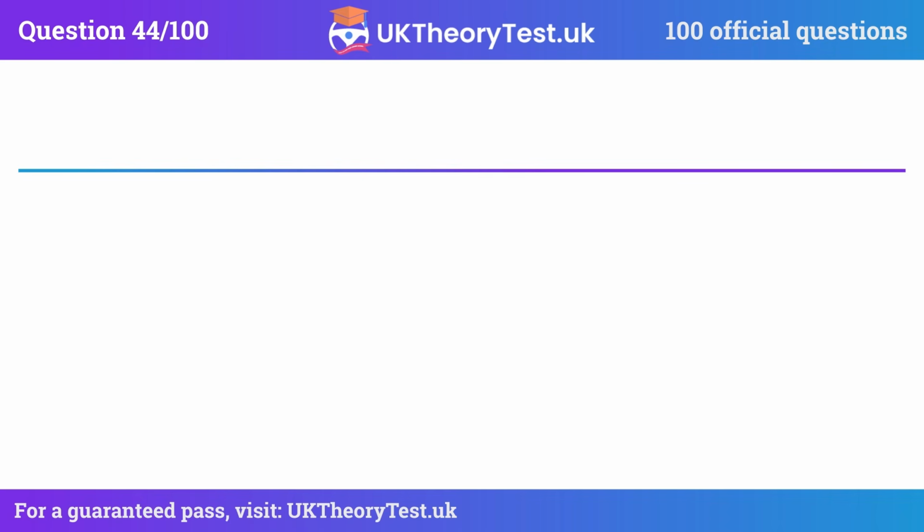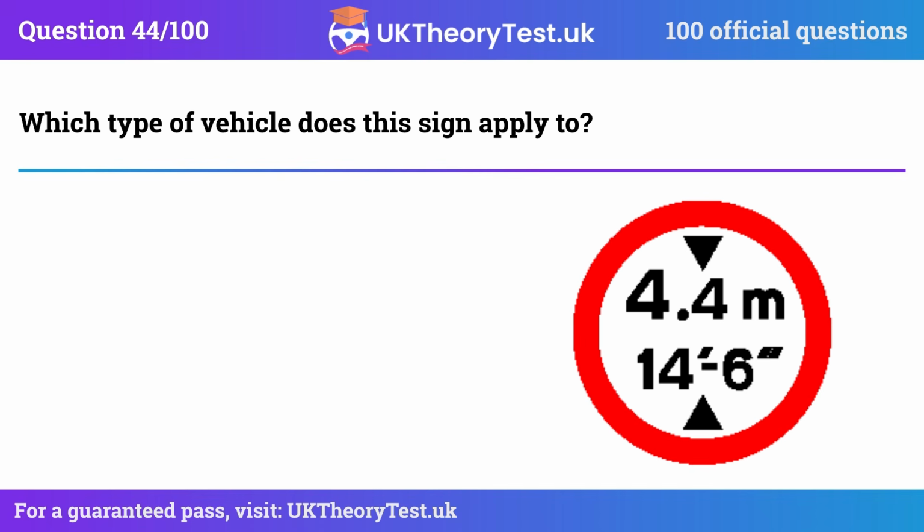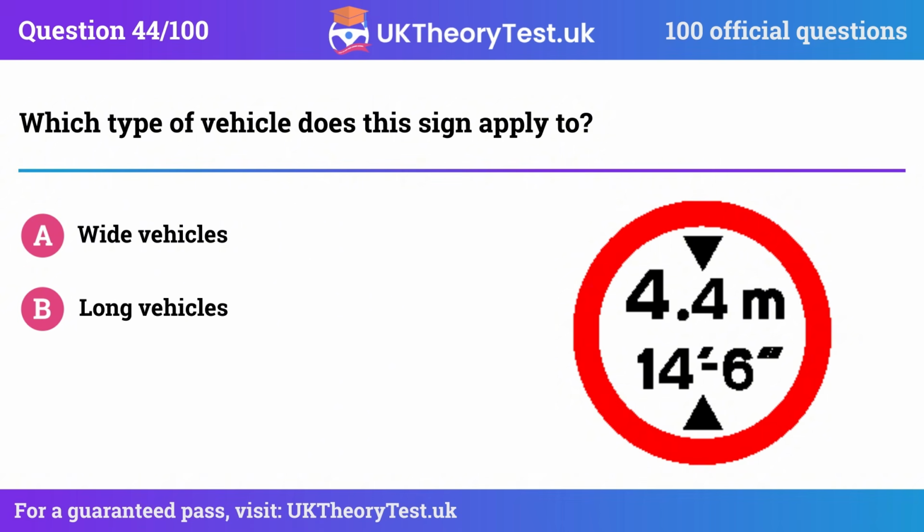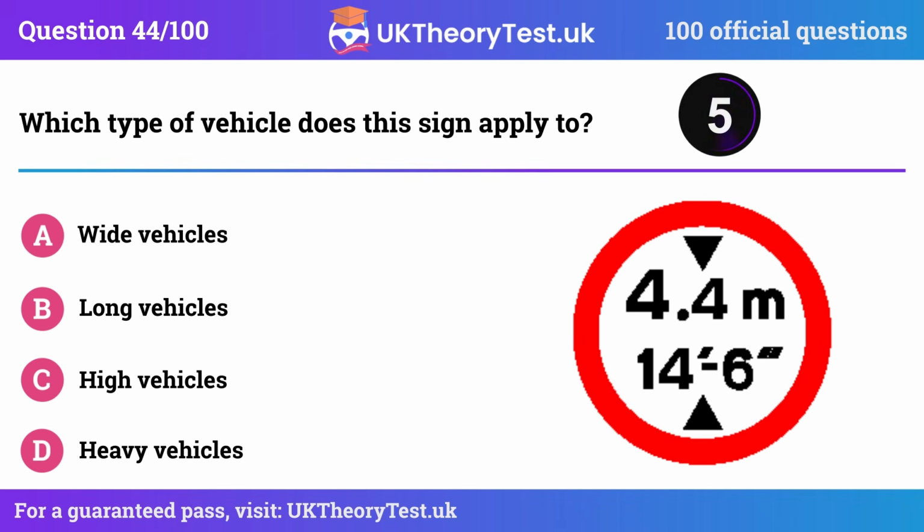Question 44. Which type of vehicle does this sign apply to? A. Wide vehicles. B. Long vehicles. C. High vehicles. D. Heavy vehicles.